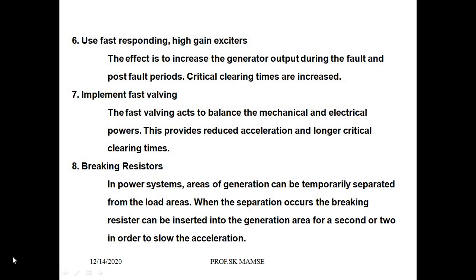Implement fast valving. The fast valving acts to balance the mechanical and electrical powers. This provides reduced accelerating power and longer critical clearing times. Then next one is a braking resistor. In a power system, an area of generation can be temporarily separated from the load areas. When the separation occurs, the braking resistor can be inserted in the generation area for a second or two in order to slow the acceleration.